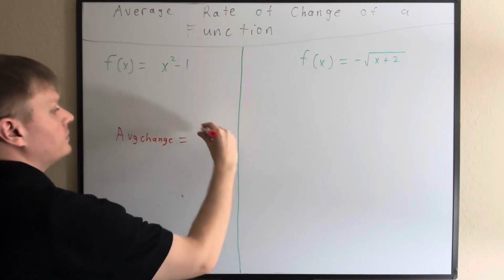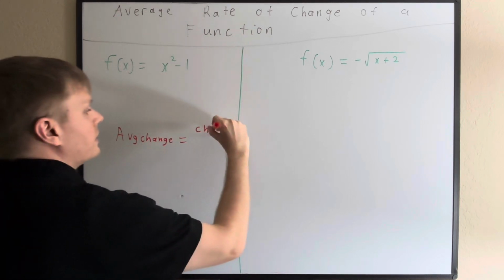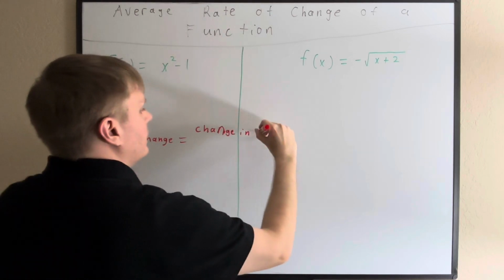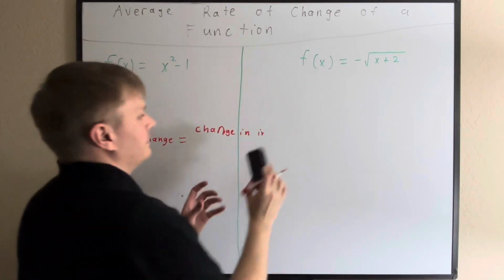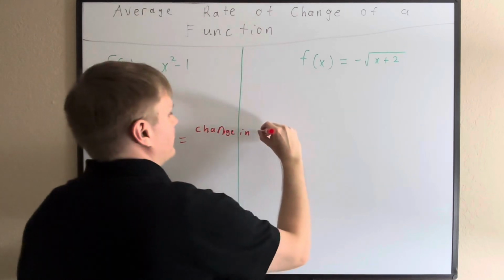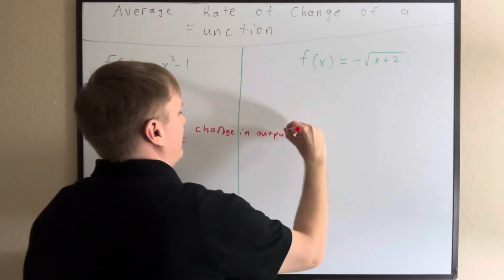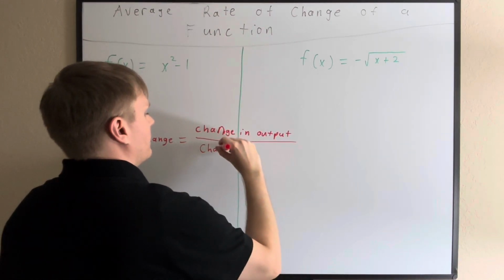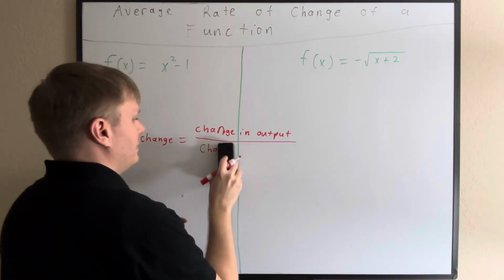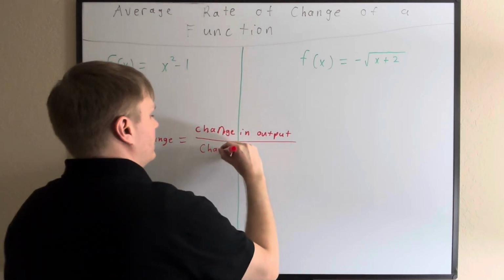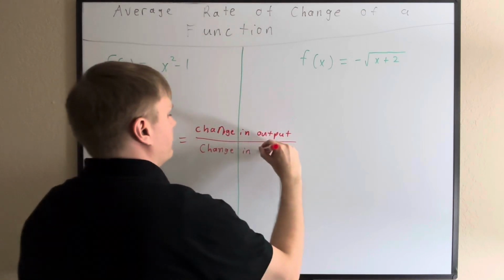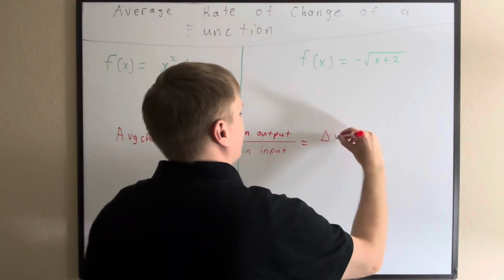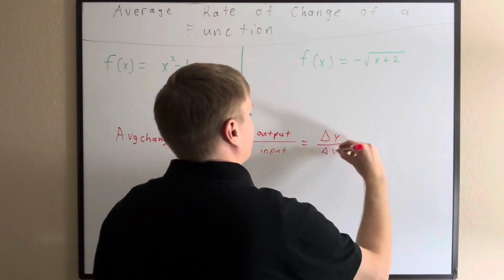is equal to the change in input. No, that's wrong. Make sure I remember what I'm talking about. Change in output over change in input. Or another way to put it, delta y over delta x.